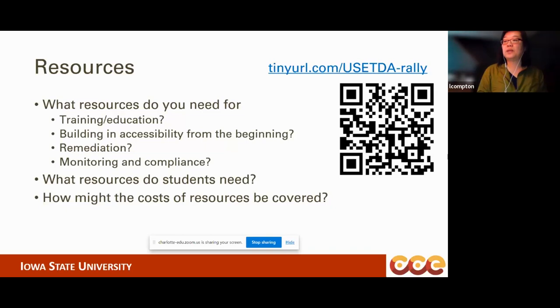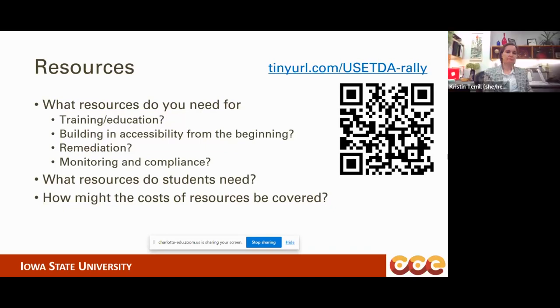The second prompt there is, what resources do students need? One of the things from the first session today was, okay, if we're using Adobe to remediate our files, that means we need Adobe Pro, right? So does your university provide that to your students? Okay, what others? What might be the cost of resources covered?